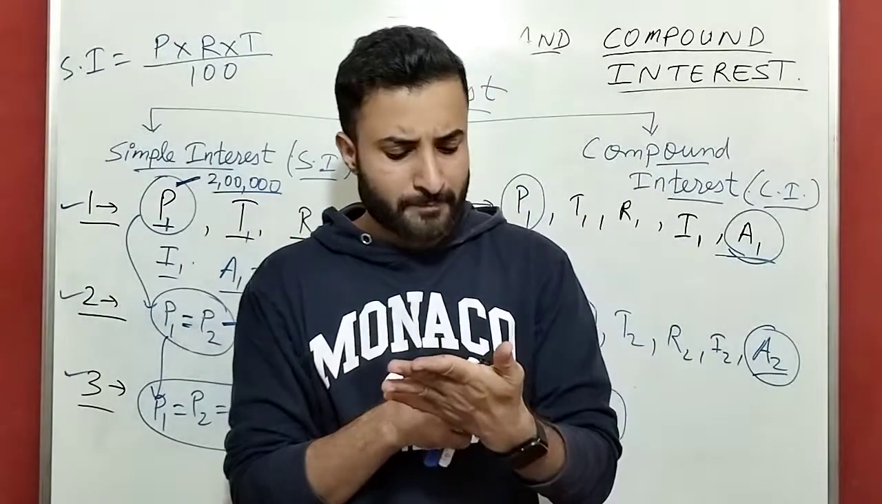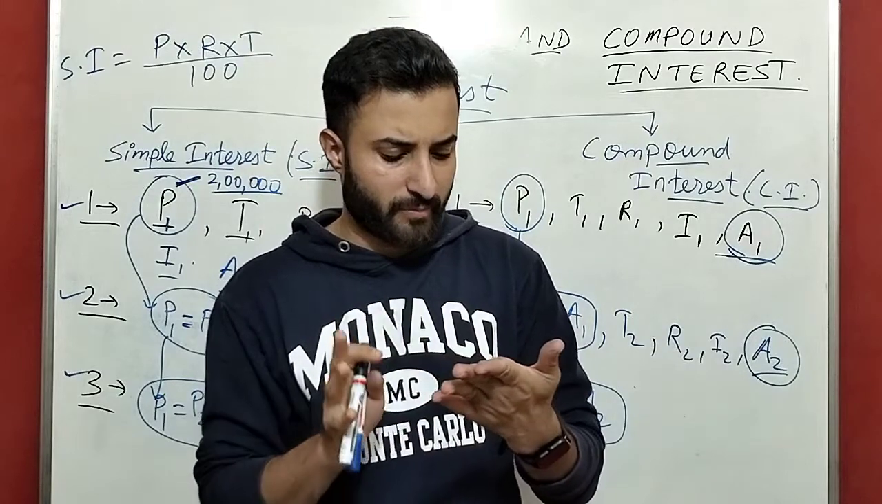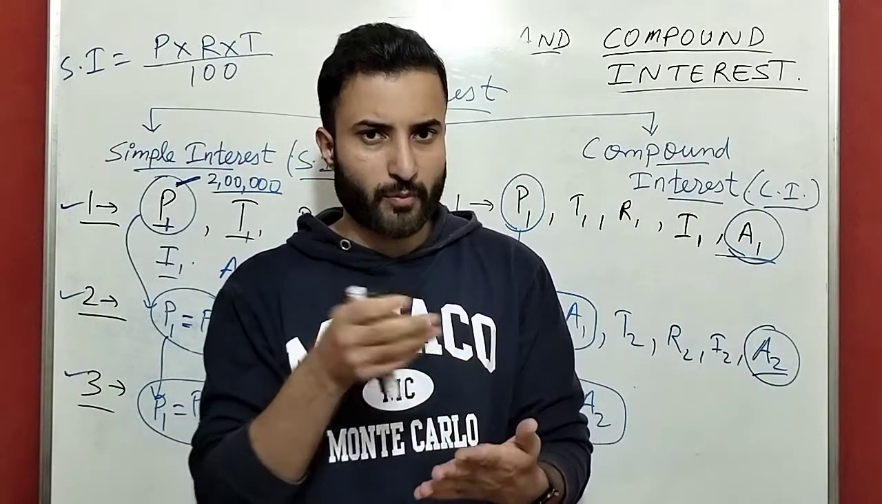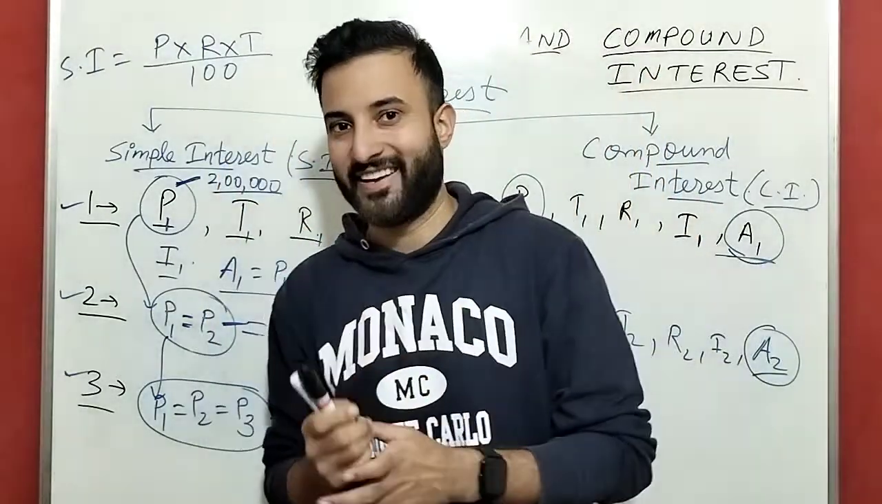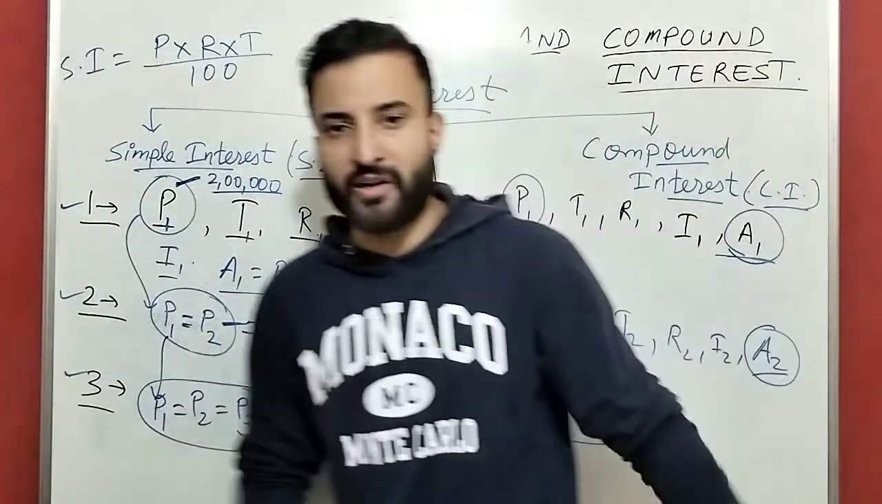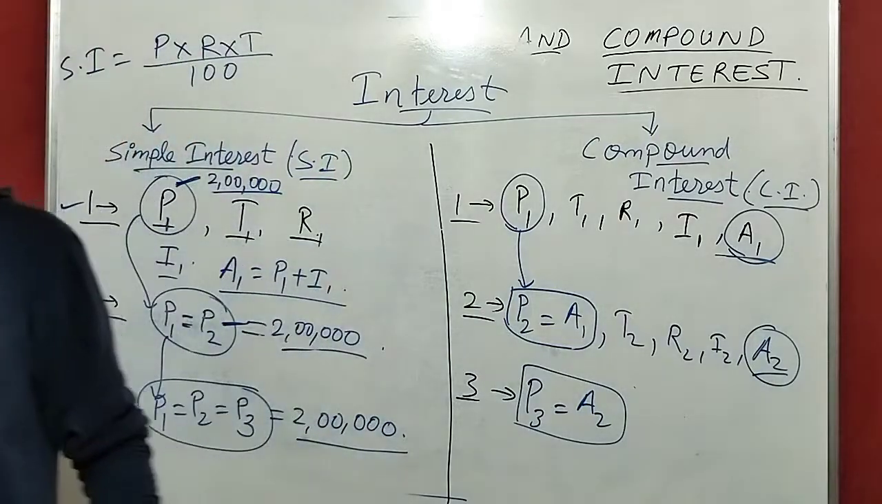Simple interest means each and every year my girlfriend is the same. Compound interest, each and every year I will keep on changing the girlfriend. No, that is just for your remembering. So simple interest, each and every year the principal remains the same. Compound interest, each and every year your principal keeps on changing.